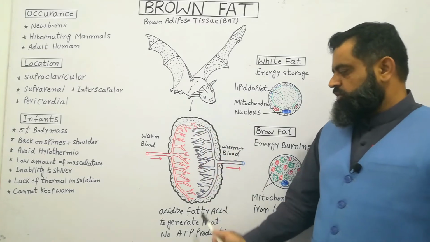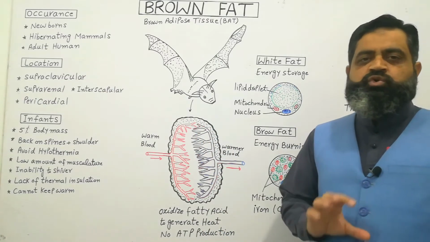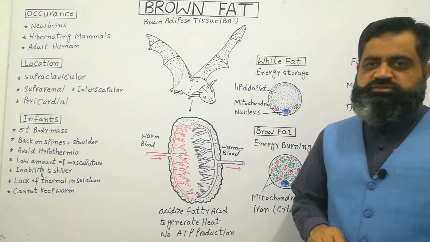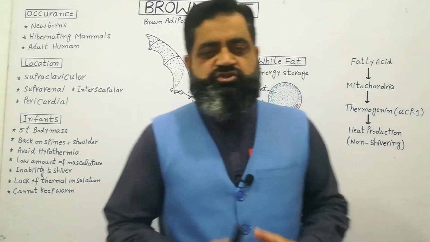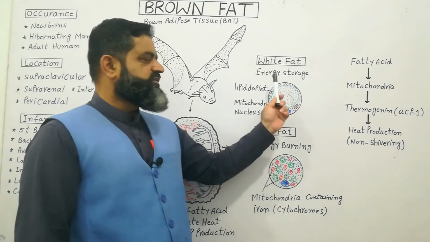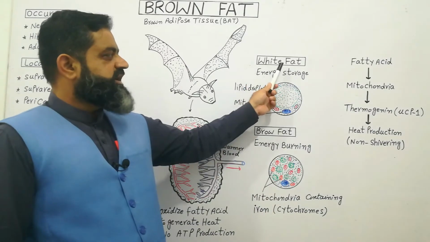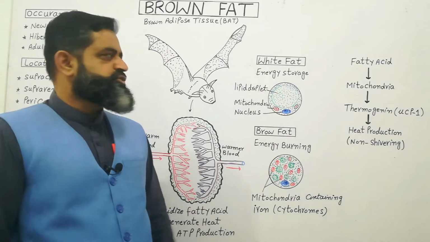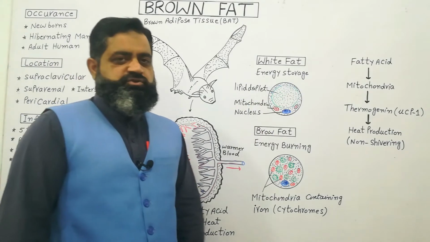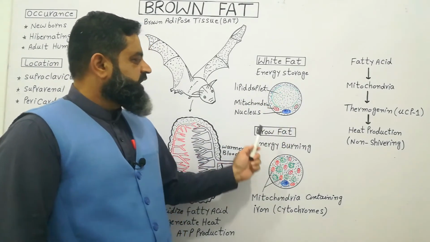This brown fat oxidizes fatty acid molecules to generate heat, but there is no ATP production during this process. Now let's look at the structure of adipose tissue. I have made a comparison for you, a normal fat tissue and a brown fat tissue. Normal white fat, also known as adipose tissue, is used for energy storage. I have taken a cell from adipose tissue, which is known as an adipocyte.